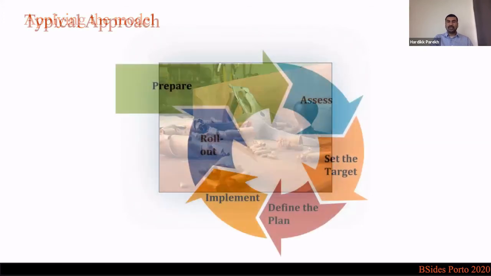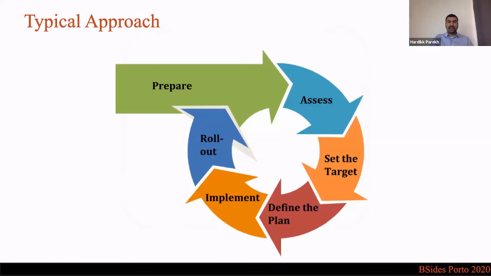This is a typical approach to applying the model, where overall there are 6 phases. First of all, when you're starting for the first time, the most critical phase is the prepare phase. Then assessment, then setting the target, defining the plan, implementation, and rollout. And after that, again, starting with assessment, thus creating a full life cycle, and it's a continuous improvement cycle. This is basically where we wanted to make sure that once you start, it's an ongoing continuous improvement model.